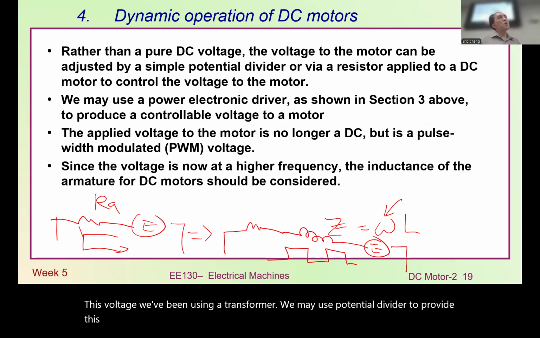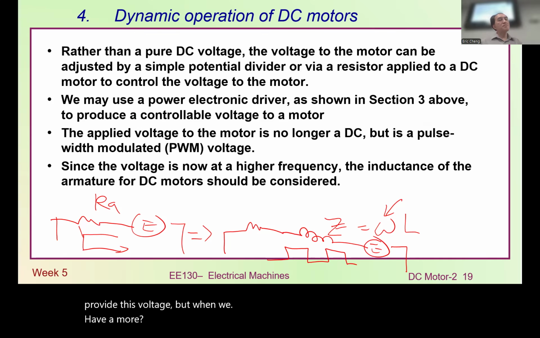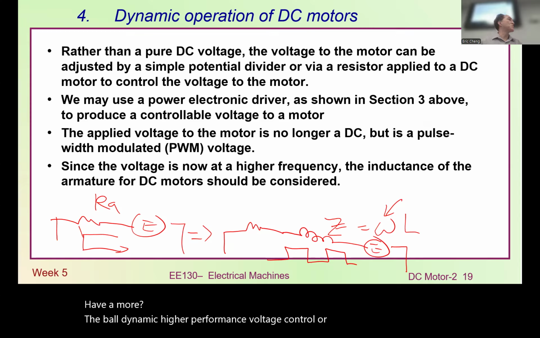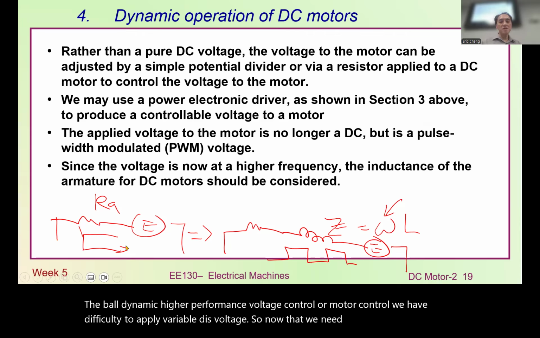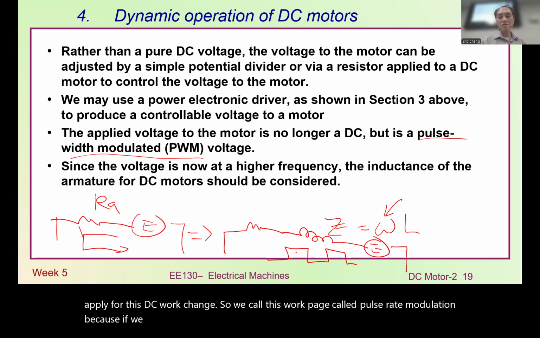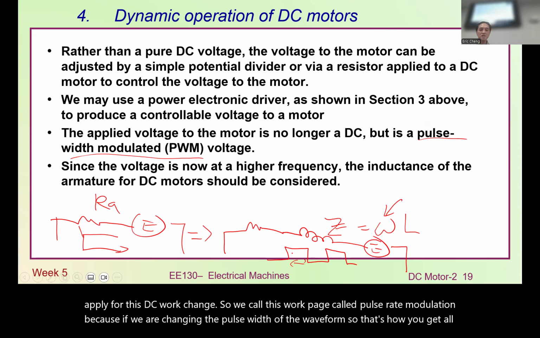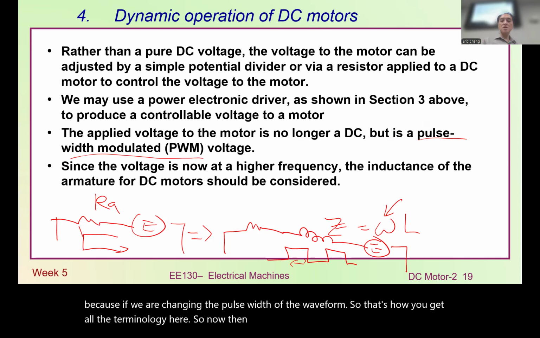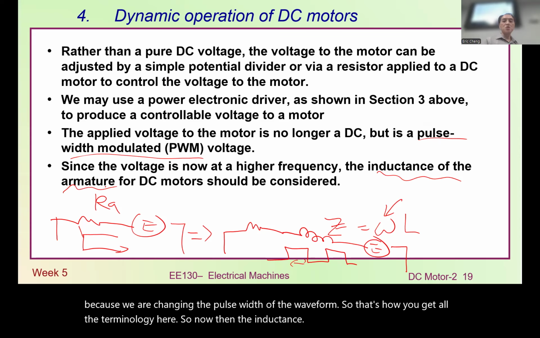But when we want more dynamic, higher performance voltage control or motor control, we have difficulty applying a variable DC voltage. So now we need to use a square wave to provide this DC voltage. We call this pulse width modulation, because we are changing the pulse width of the waveform. So that's how you get all the terminology here. Now, the inductance for the armature should be constant.